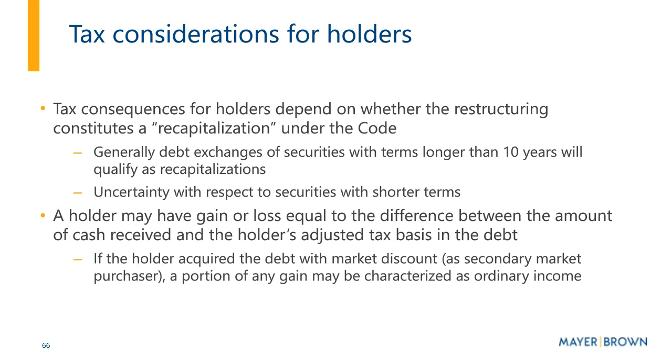A holder can have gain or loss upon any type of exchange, modification, etc. That's determined by taking the difference between the amount received as cash or otherwise and the holder's adjusted tax basis in the debt. Typically instruments are held as capital assets, and any gain or loss is capital gain. To the extent of any market discount, which applies to secondary market purchasers, a portion of the gain can be characterized as ordinary income instead of capital gain.